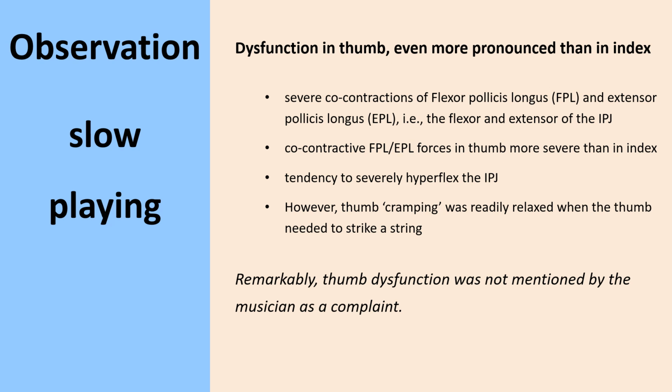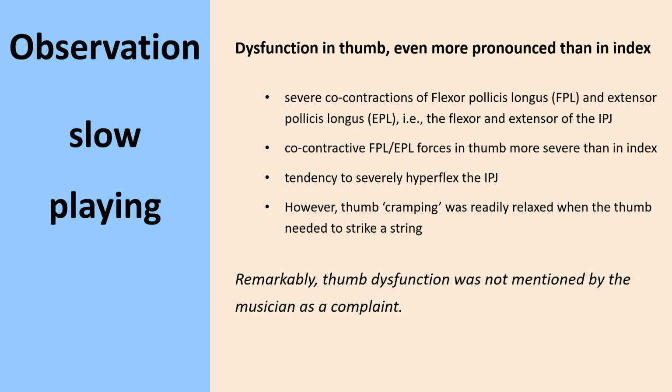The thumb dysfunction consisted of severe co-contractions of flexor pollicis longus and extensor pollicis longus, which are the only flexor and extensor of the end joint of the thumb. In the context of musicians' hand dystonia, such co-contractions are also called cramping. The co-contractive FPL-EPL forces in the thumb seemed more severe than in the index. There was a tendency to severely hyperflex the thumb IP joint. However, thumb cramping was readily relaxed when the thumb needed to strike a string.